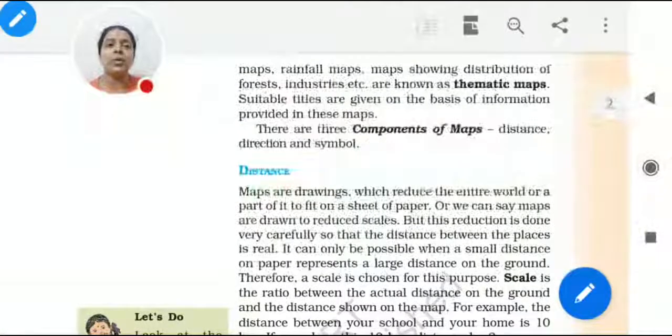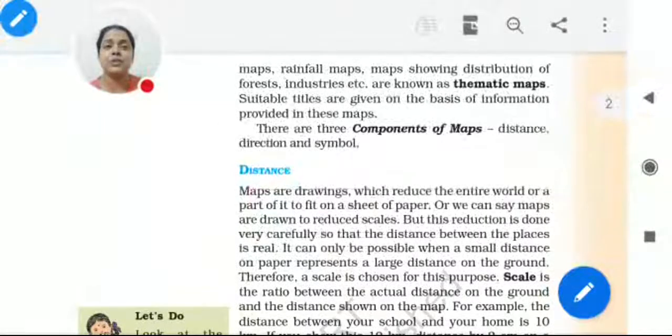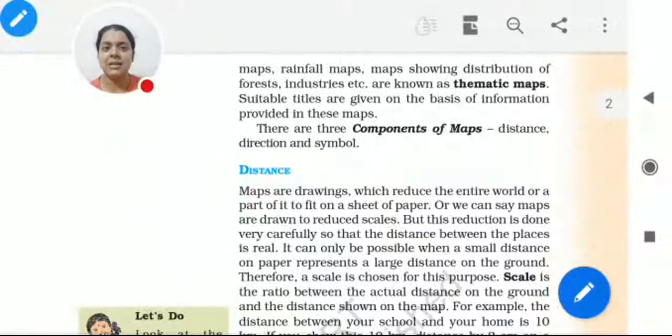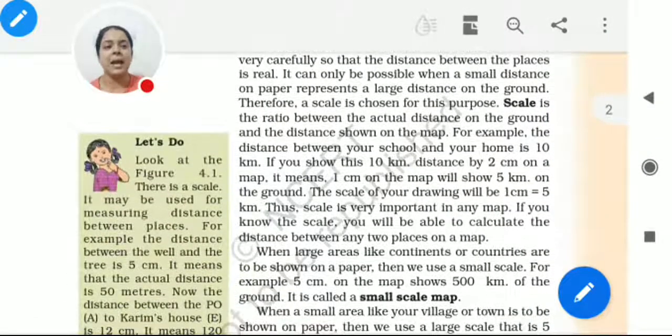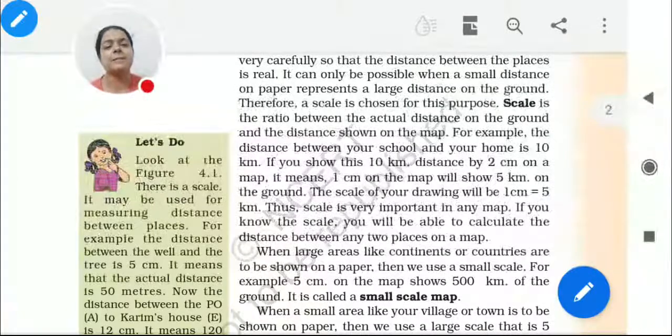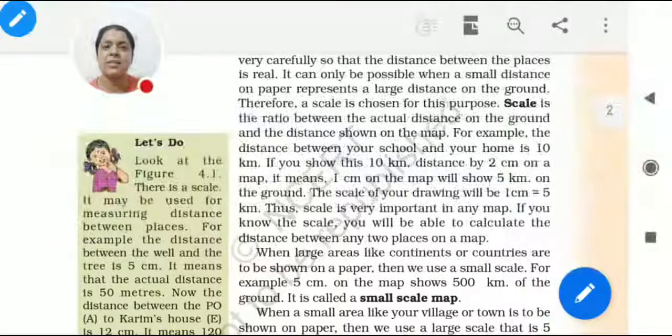After that, we got to know that there are three components of maps, the compulsory and essential features of a map: distance, direction, and symbol. Then one more thing we learned was scale. Scale is the ratio between the distance between the actual places and the distance on the map. So it is called the ratio.